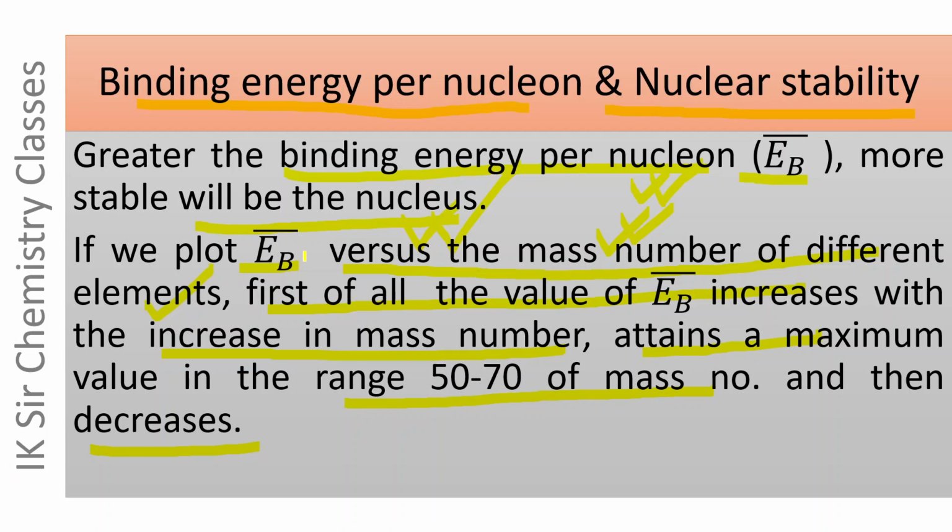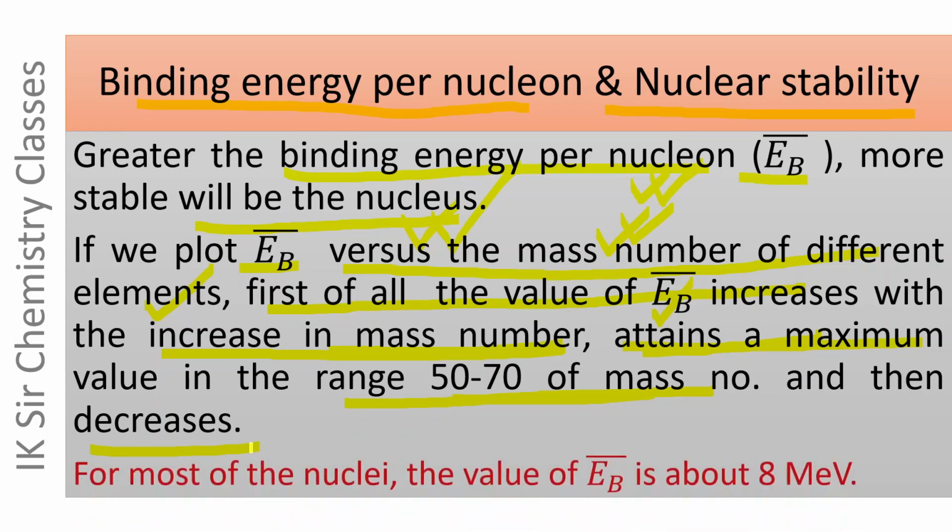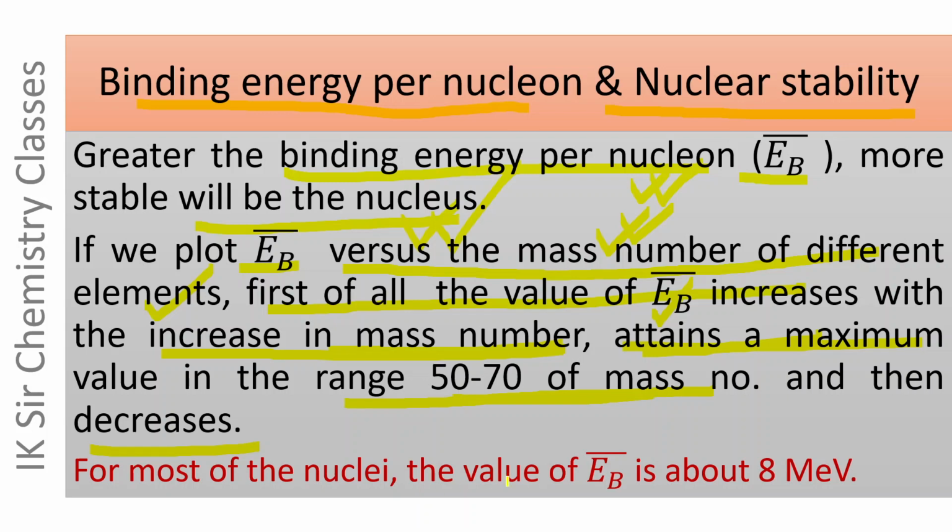If binding energy per nucleon of different elements is plotted against their mass number, first of all, the value of EB bar increases with increase in mass number, then attains a maximum value in the mass number range 50 to 70 and then decreases. For most of the nuclei, the value of EB bar, that is binding energy per nucleon, is about 8 mega electron volt.